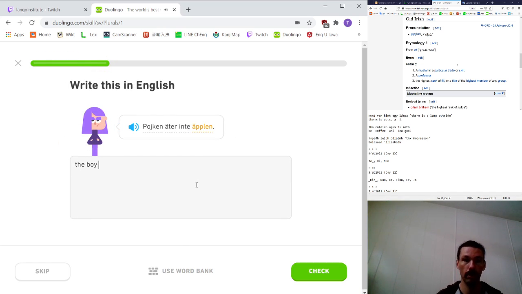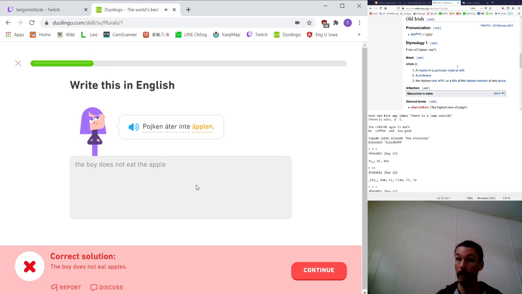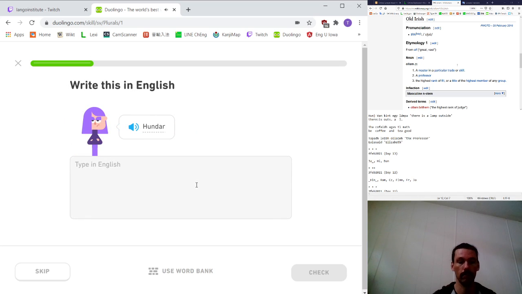The boy, singular, does not eat the apple. Apples, äpplen, there's one. Not with an R suffix. Ett äpple, so because it's neuter, we should know if it was the apple, it would be äpplet. With an N suffix here, it's going to be plural. How confusing. Hundar. It's got to be on our game. Böcker.